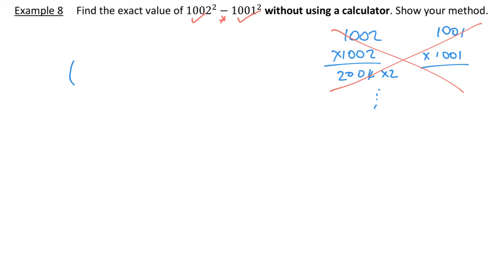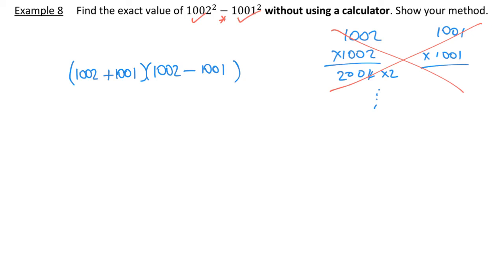So our two brackets are going to be the same, only one's a plus and one's a minus. The first term in each bracket is going to be the square root of 1002 squared, and that's going to be 1002. And the second term is going to be the square root of 1001 squared, which is 1001. So we've got two brackets being multiplied together, and we can work those out.